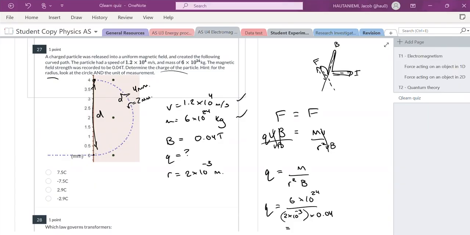Now, looking at our diagram here, we can determine whether it's a positively or negatively charged particle. We're going to use our left-hand rule for that. The particle is clearly moving to the right, which means the current is to the left. So the velocity is this way, which means the current is that way. That's to the left. We've got our index finger.